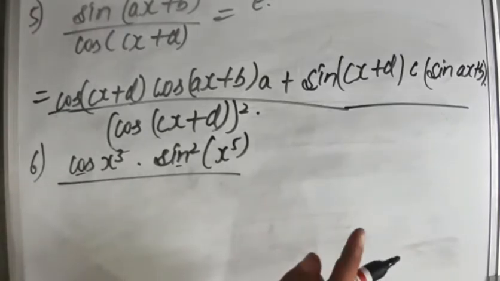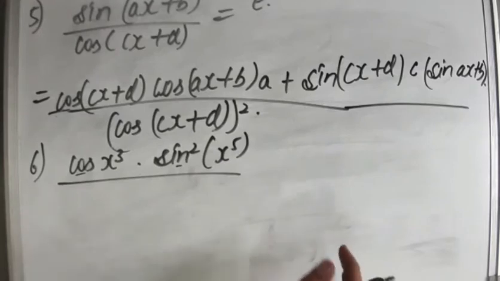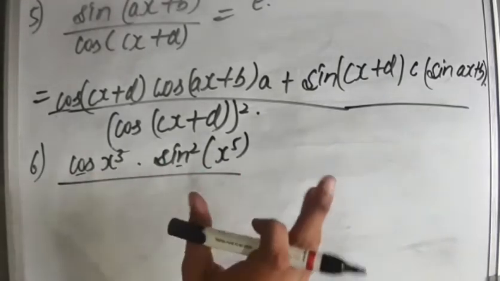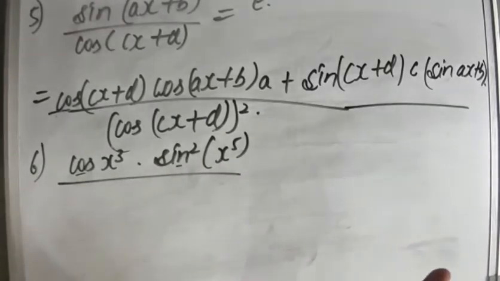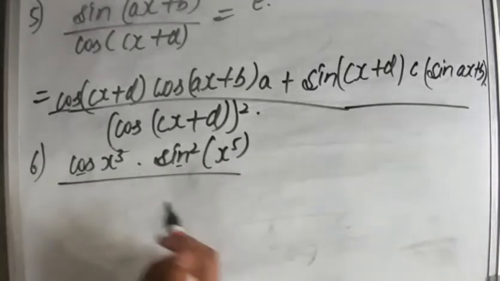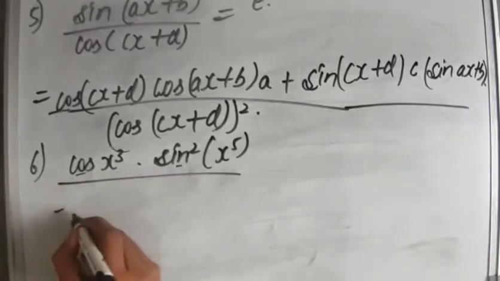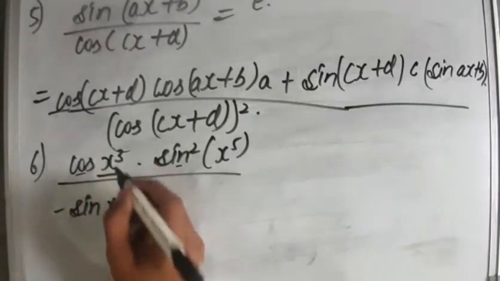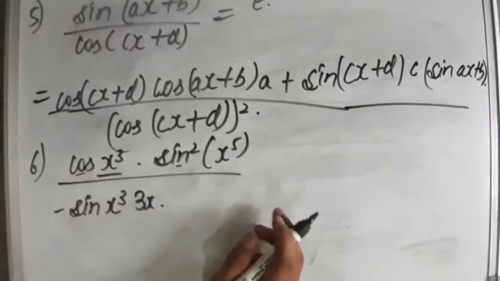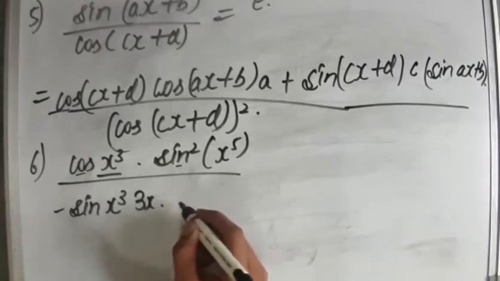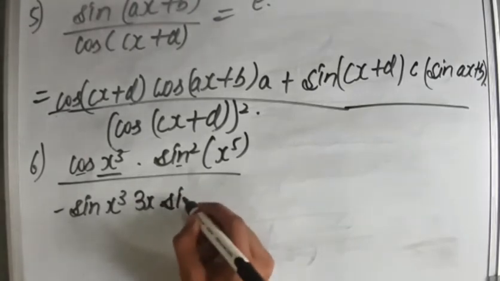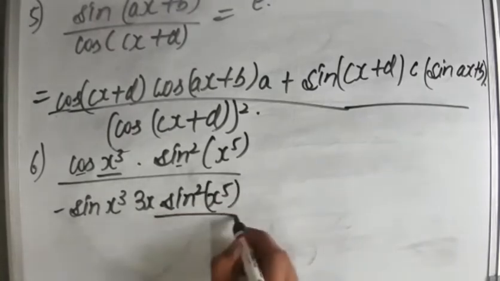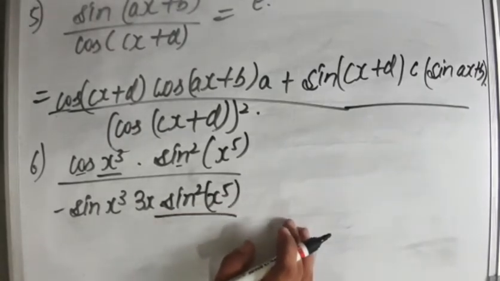Okay, and each and everything which you have done is this question. Cos x cube, I will do this question in a single step because it will not take me any other time. Cos x cube minus sine x cube, and differentiation of this x cube is 3x. And sine square x raised to power 5 as it is, because we need not differentiate this sine square x raised to power 5.